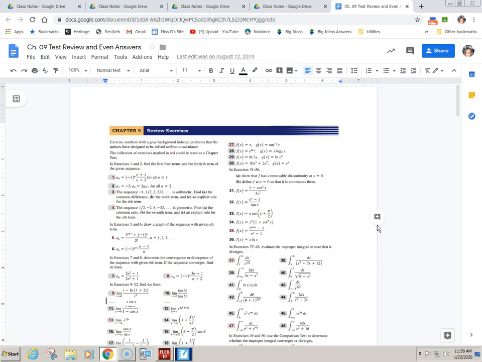Okay, so the test is going to go in order as it always does, 9.1 all the way to 9.4. So improper integrals are at the end. Comparison and growth is right before that. L'Hopital is right before that. And then sequences and series, sequences are right before that.